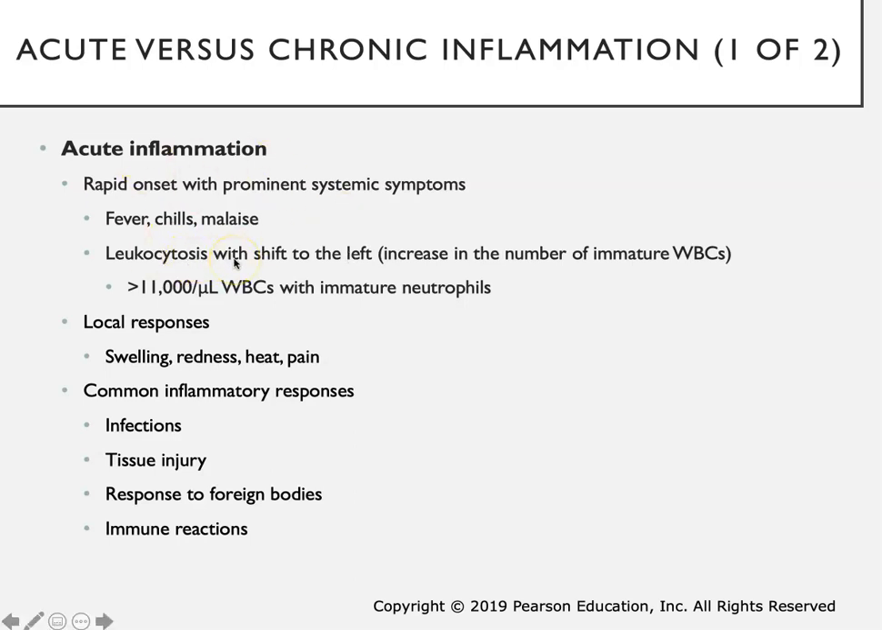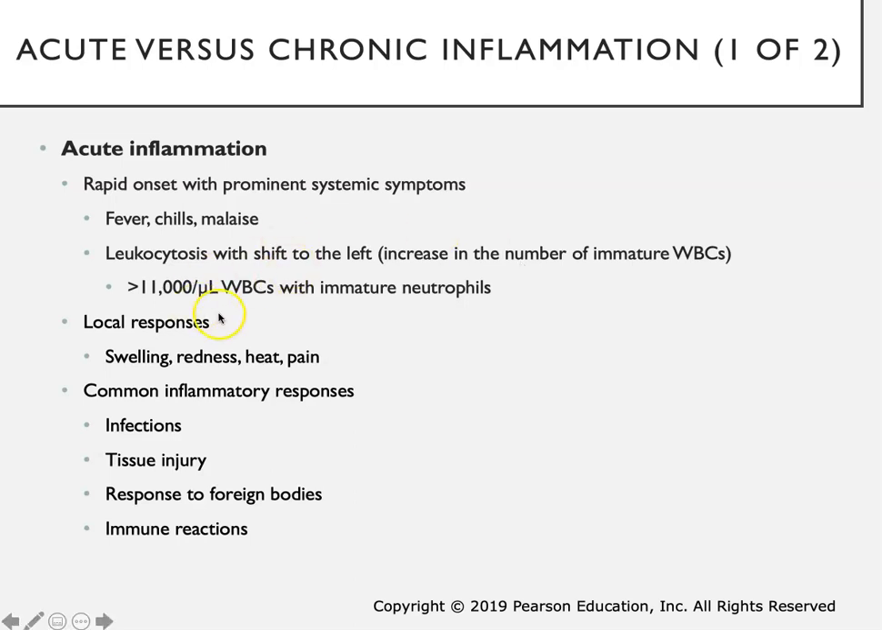Another characteristic is leukocytosis with shift to the left. Leukocytosis is just an increase in the number of white blood cells. The shift to the left indicates an increase in the number of immature white blood cells. Once a pathogen is encountered and the inflammatory response is initiated, it's going to stimulate more white blood cells to be produced. So this indicates the initial onset of inflammation, or of some pathogen entering the body.